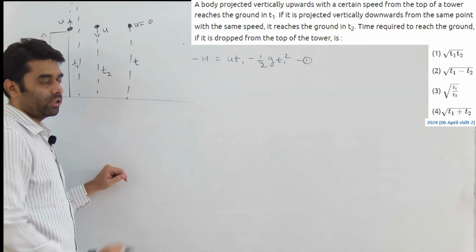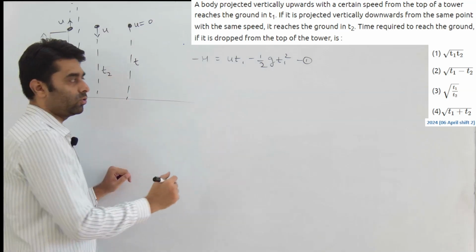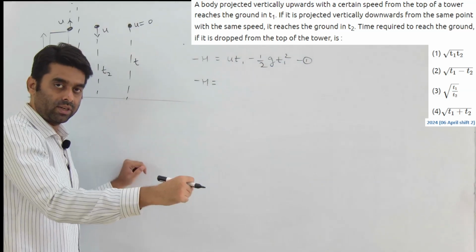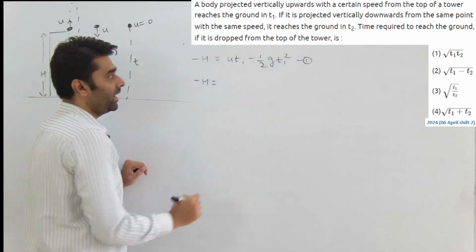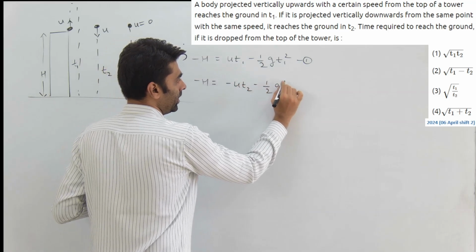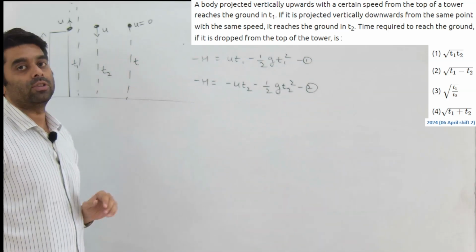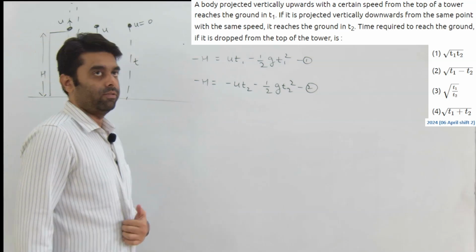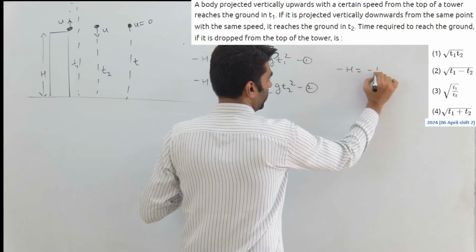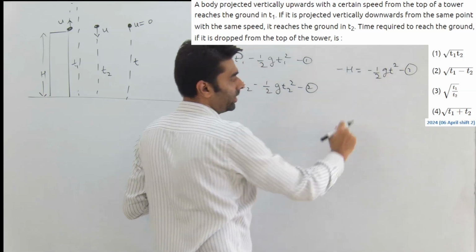For situation 2, again the displacement is equals to height of the building only and it is downward, so minus h is equals to, thrown downward, speed is in downward direction, that means velocity direction will be negative, so minus u t2 minus half g t2 square. Equation number 2. If we write down for the third situation, the one which we have to calculate time for, I can directly write minus h is equals to minus half g t square. Equation number 3, we have to calculate this t only.